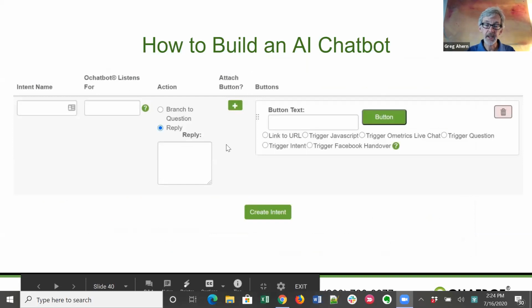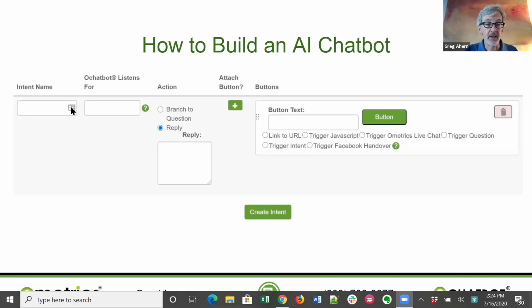Inside of building an intent, you have the name of the intent and the action. Is it going to branch, or is it just going to be a text reply? And you can add a button, and you can have all these different triggers or actions with that button. So the button could be a link to a URL. You could trigger some JavaScript to have live chat or whatever other JavaScript piece you have on your site.